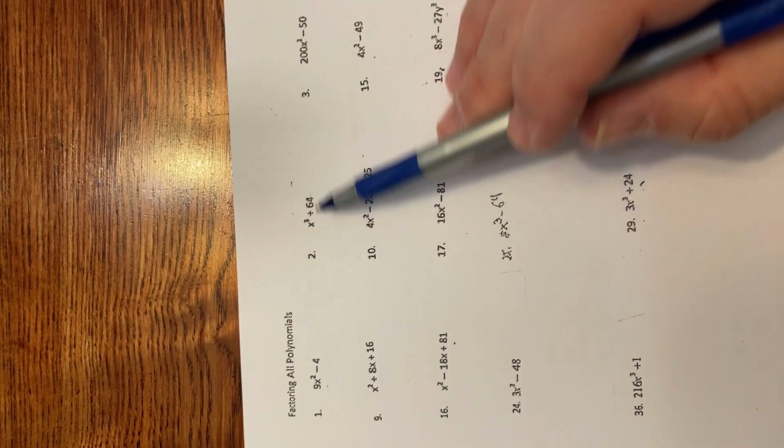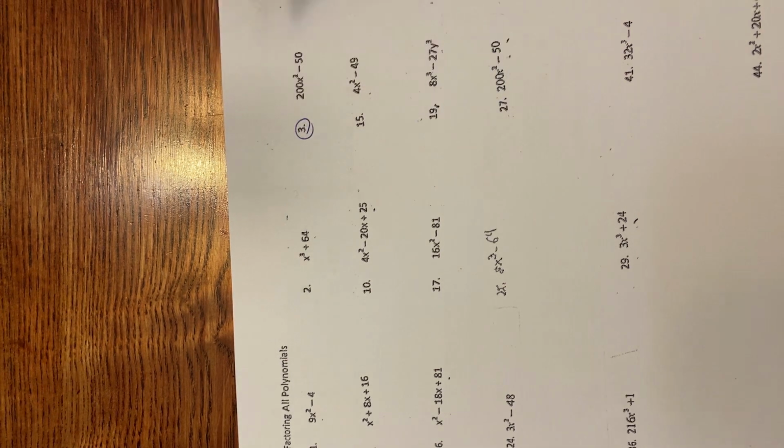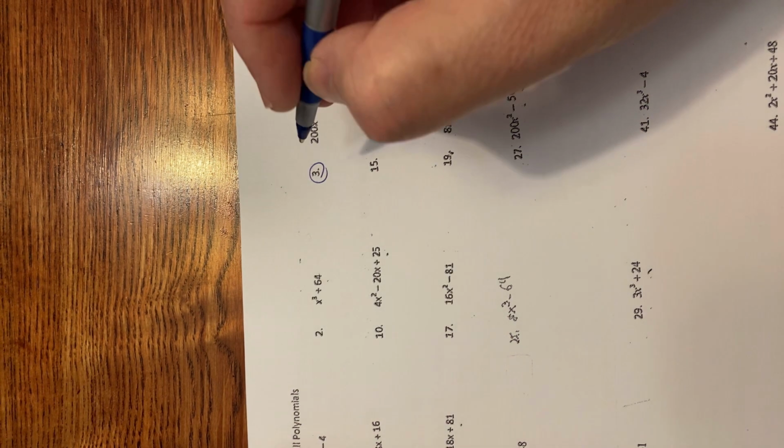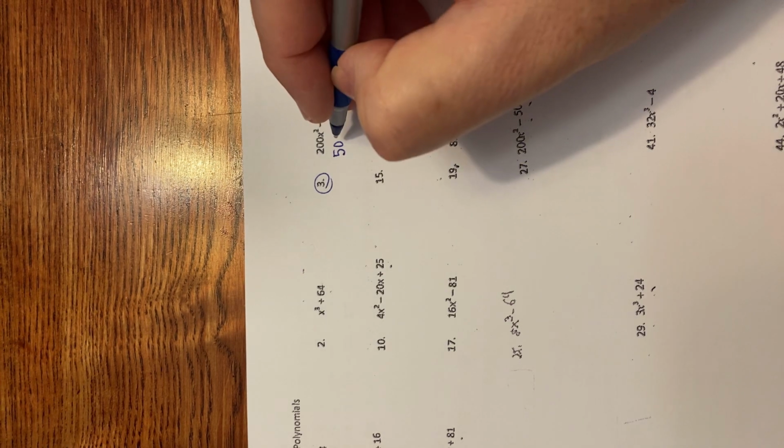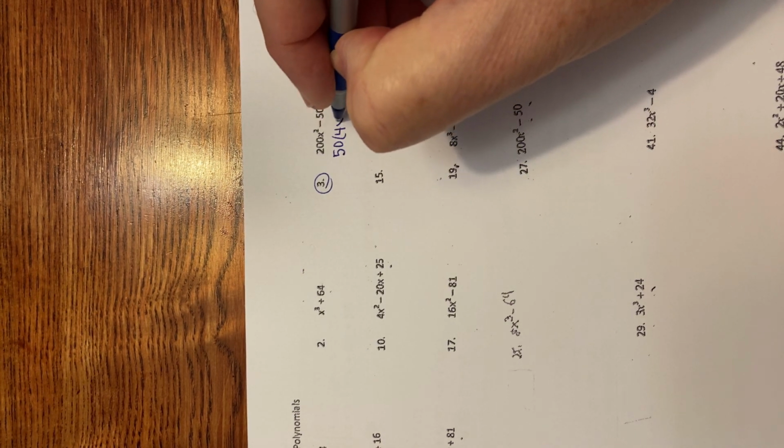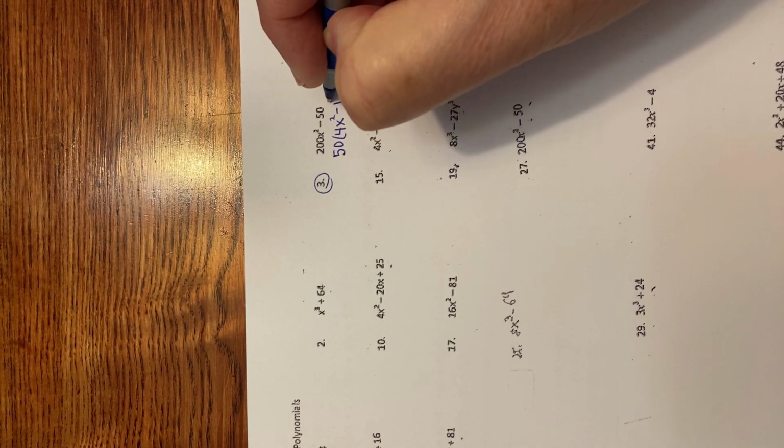But the first thing I suggest is go through every single problem and see if you can find a GCF. I see a GCF on this one right here. And that GCF is a 50. So if I take out that 50, I'm left with 4x squared minus 1.